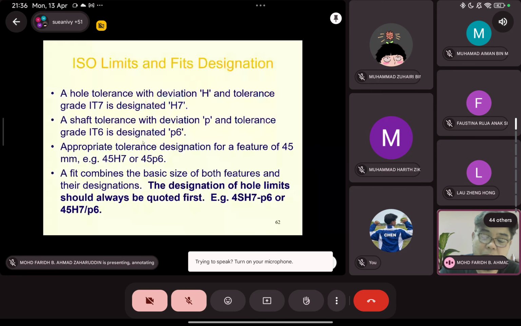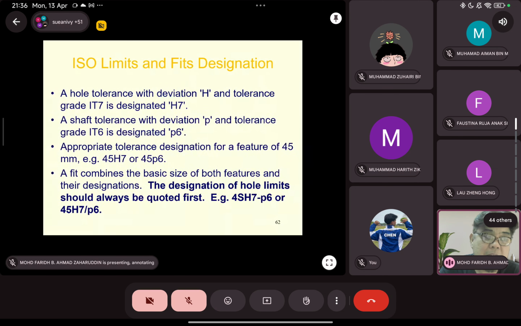For this one, there must be the hole first. Let's say 45, H7, P6. It means the H, big capital, should be in front. It must be hole first. Hole, then it will start the shaft. It must be like that.